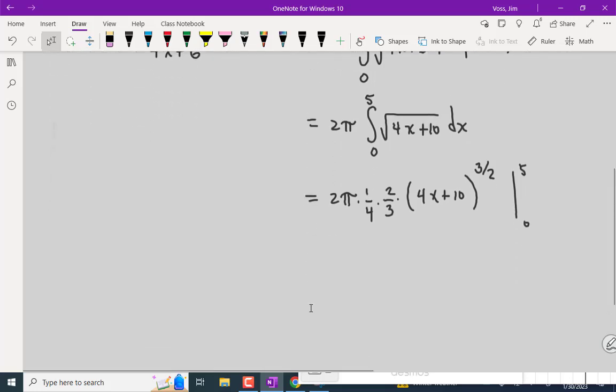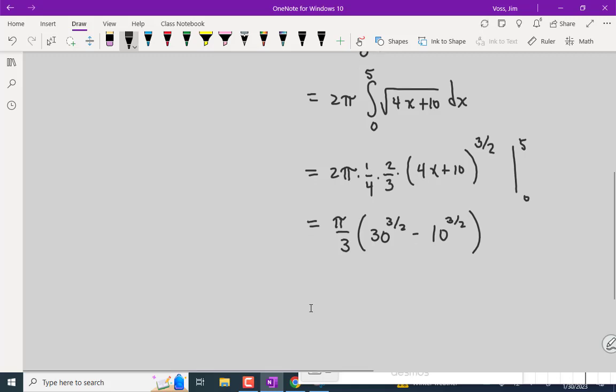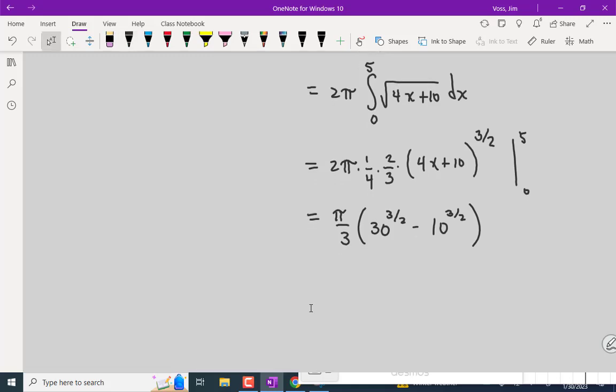All right, let's simplify here. So it looks like pi by 3. And then plugging in 5 gives 30 to the 3 halves, minus 10 to the 3 halves. Which you could, on an exam, I'd be totally fine with that. This would be the more traditional way to simplify it.